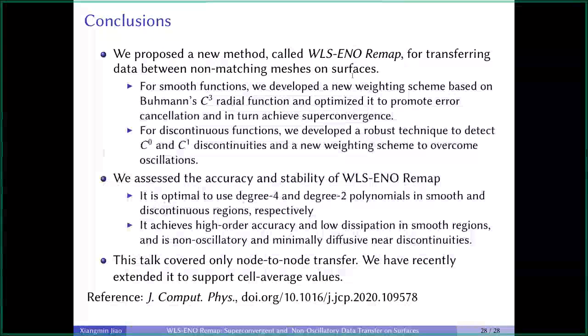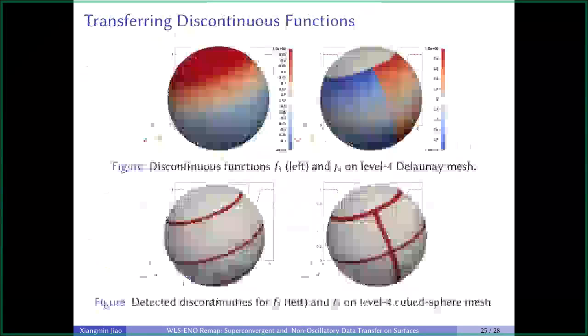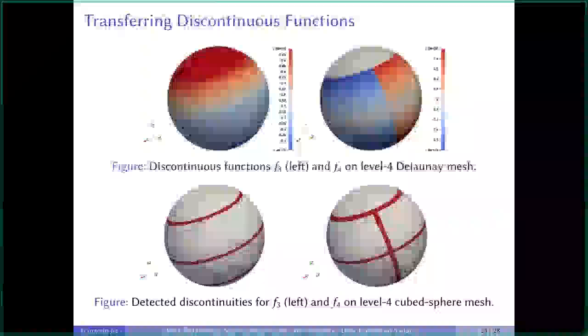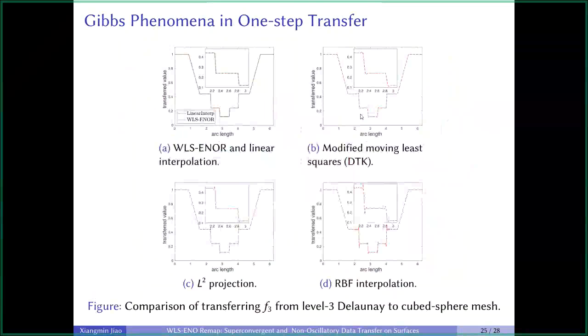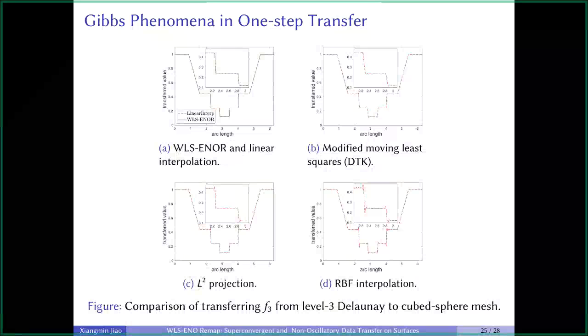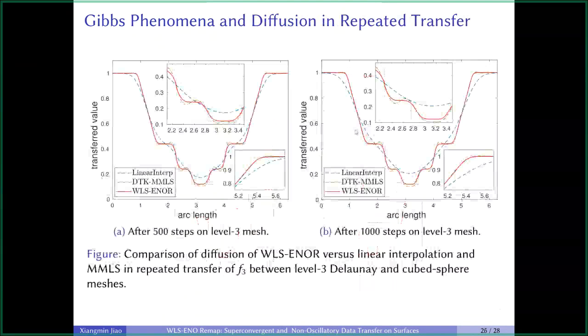Okay, any questions? Jim, I have a question. Did you compare the WS-ENO method with the L2 projection with monotone limiters, let's say? Because you showed the Gibbs phenomena. Right. Yeah, monotone limiters, I mean, they basically reduce to first order if you are not careful. That's not good enough.